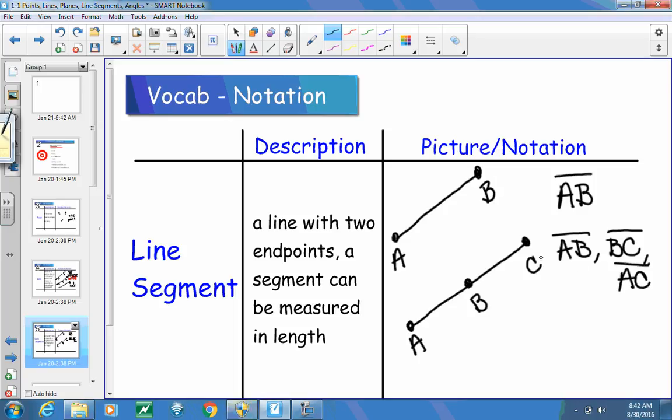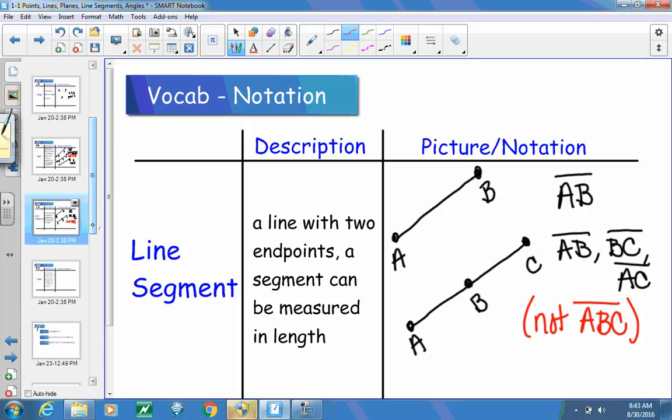So all 3 of those segments are within these 3 points. Just like with a line, we do not want to use all 3 points. So I do not want to put segment ABC with a line over it. So we're going to stay away from that. All right, so 3 down.